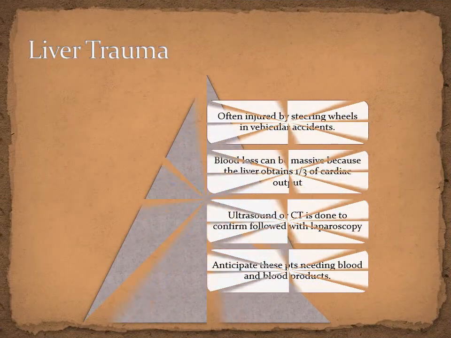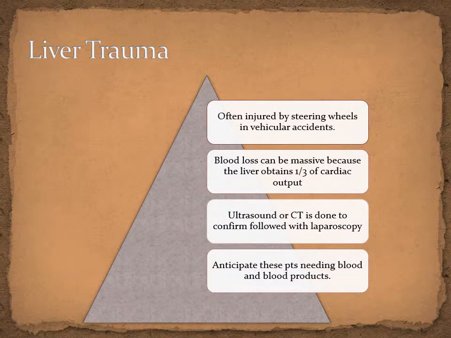Let's talk a little bit about liver trauma. Often injury is caused by steering wheels in vehicular accidents. There can be a blood loss that can be massive because the liver obtains about 1/3 of the cardiac output. It is diagnosed through an ultrasound or CT to confirm, which is followed by a laparoscopy. You want to anticipate that these patients are going to need blood and blood products.